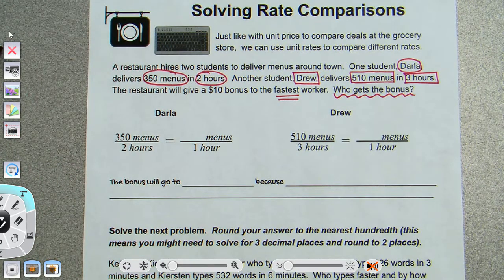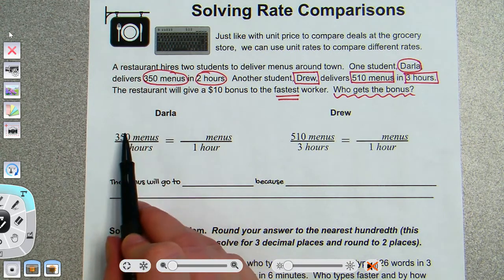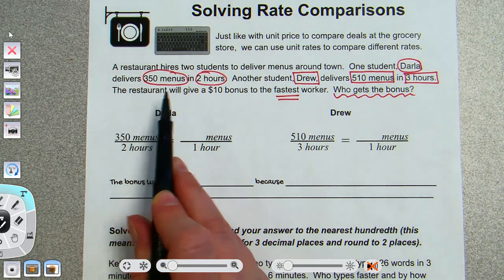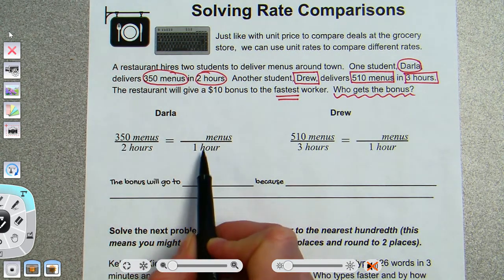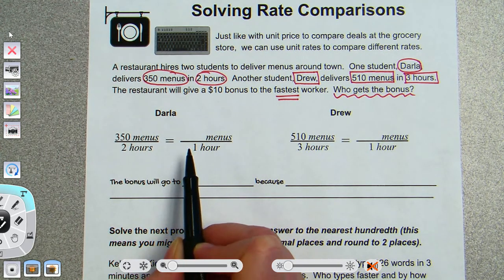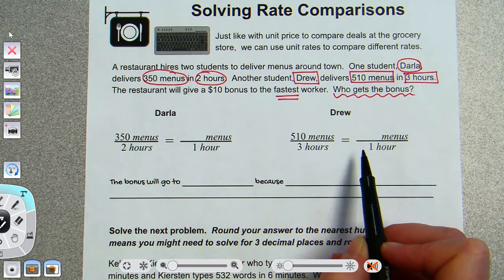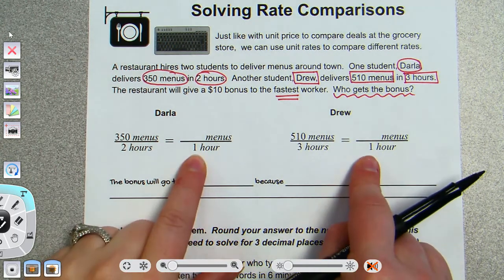Okay, now that I've gotten it all ready, I'm going to go to my regular pencil for this. So they've already set this up. They took Darla and wrote down that she does 350 menus in 2 hours. They took our information that we already circled and put it into a rate. Now, we are going to simplify that down to just 1 hour, because if we do that, we will get her number for 1 hour. Then if we do the same thing to Drew and get him down to his rate for 1 hour, we can actually compare them because they would have been going the same amount of time.